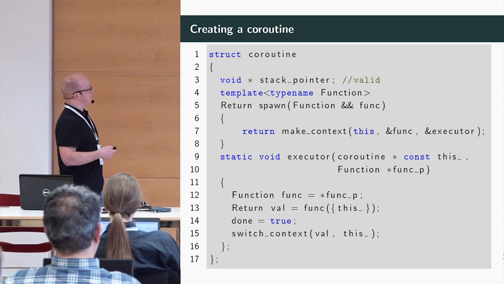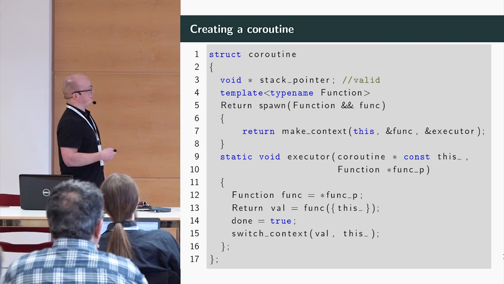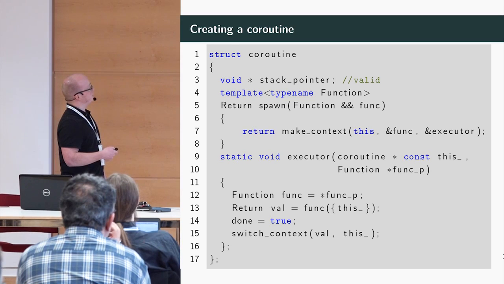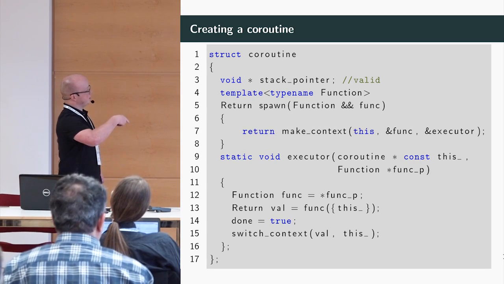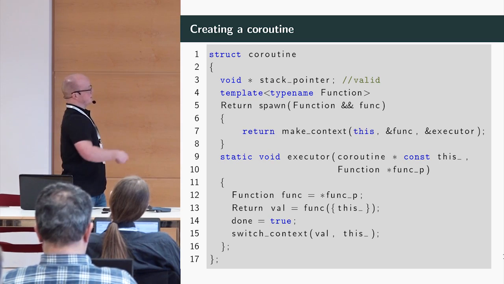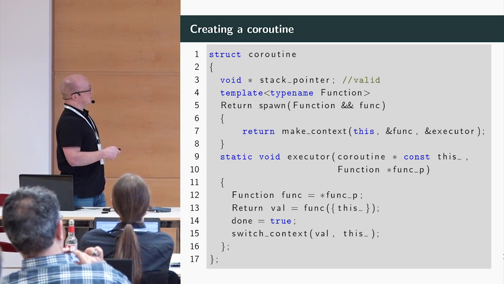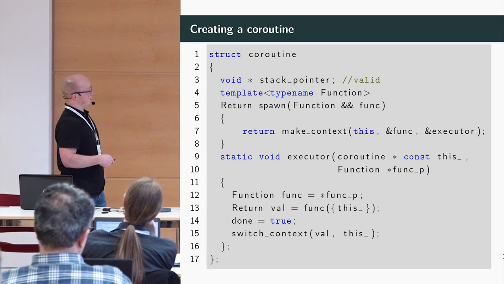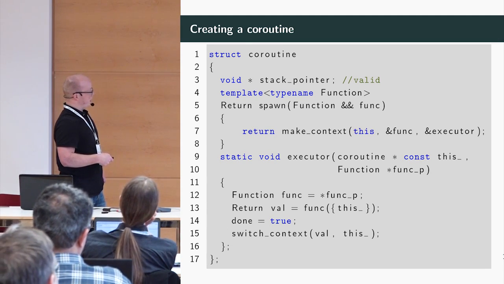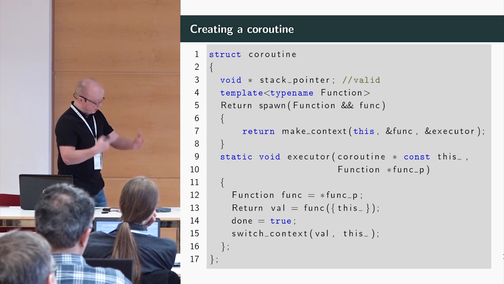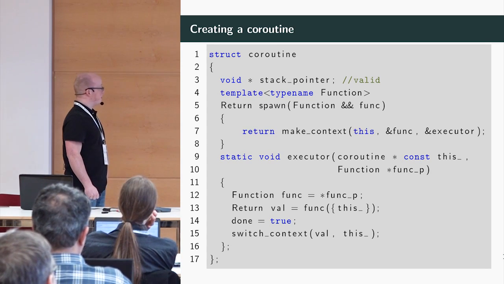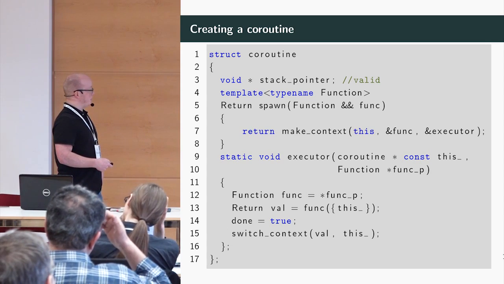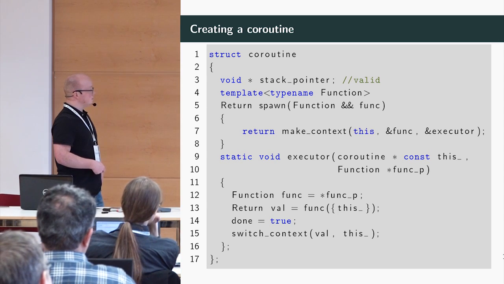So the way we do that is we call this make context thing. That's the assembly, which gets a pointer to the function object, and a pointer to the executor function. That constructs our new context and then calls the executor and passes in a this pointer and the function object. So when we are on line 11, we're already in the context of the new stack of the coroutine. So the first thing we do is put a function object onto the stack.